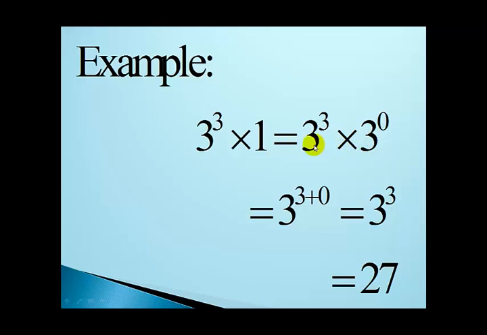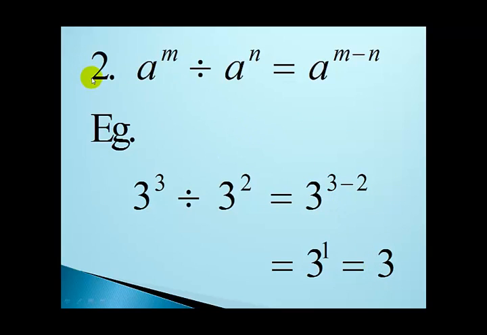Now, these are numbers of the same base multiplying. And according to the first law of indices, we keep one of the bases constant and we add the exponents together. And so we have 3^(3+0), and this is equal to 3^3. Now 3^3 is equal to 27.